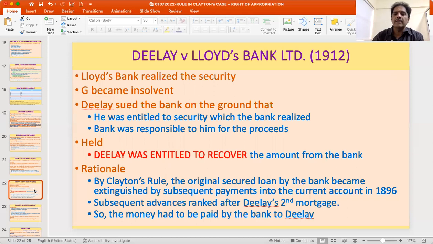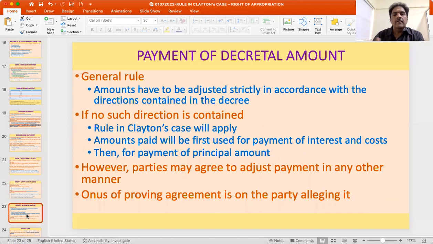So the money that had to be paid to the bank in respect of the first mortgage was already paid up because of the application of Clayton's rule. And now the bank has taken over the security, so it had to pay the money to DEELAY. Subsequently, whatever is left, they can use as security for recovering those amounts which were paid after DEELAY's second mortgage was made. So this is how the rule in Clayton's case will be applicable.